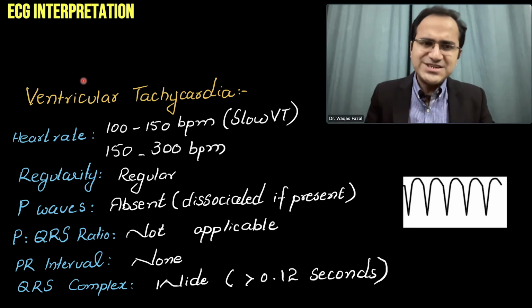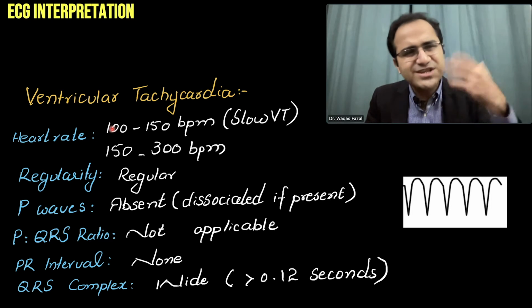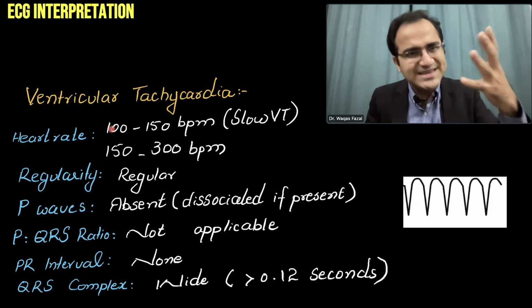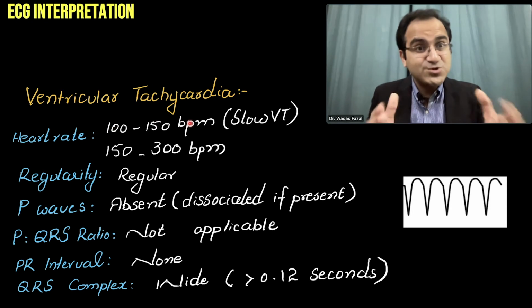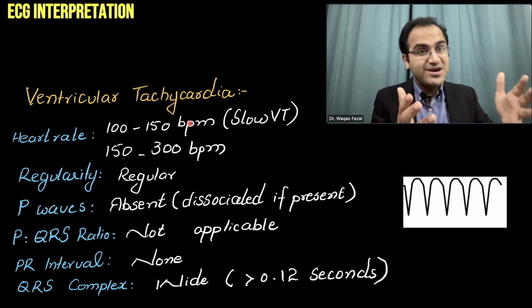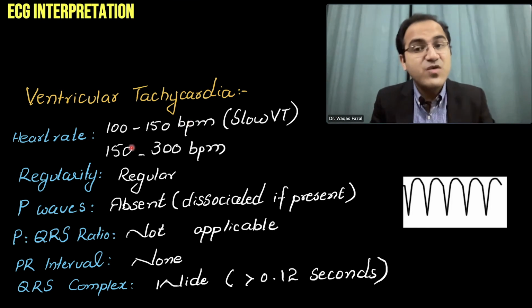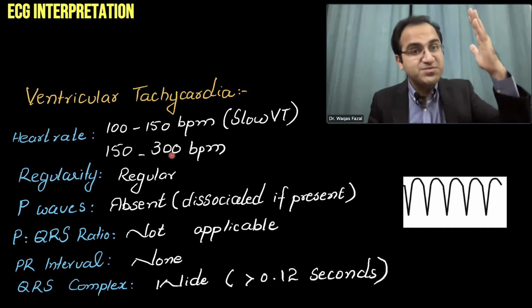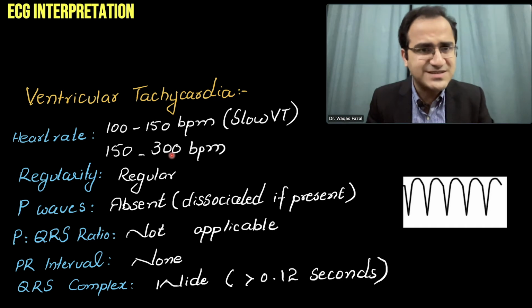Now coming to the characteristics of ventricular tachycardia. In ventricular tachycardia, the heart rate is greater than 100. Greater than 100 is a tachycardia. 100 to 150 beats per minute is actually called a slow ventricular tachycardia, because normally ventricular tachycardias are so rapid that they are found around 150 to 300 beats per minute. The heart is at a very fast pace and sometimes it is not producing cardiac output. That is called a pulseless VT.